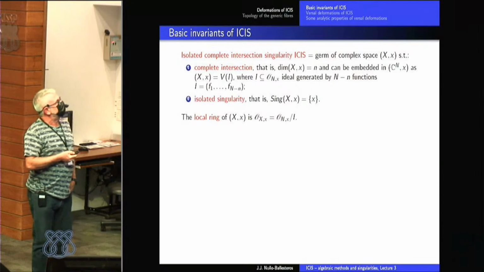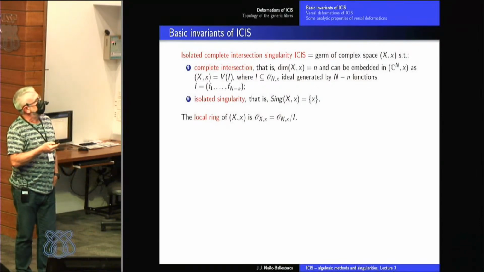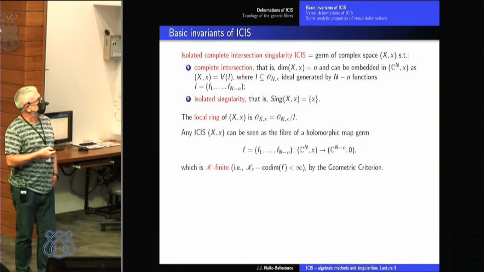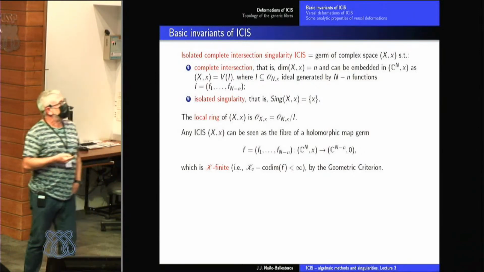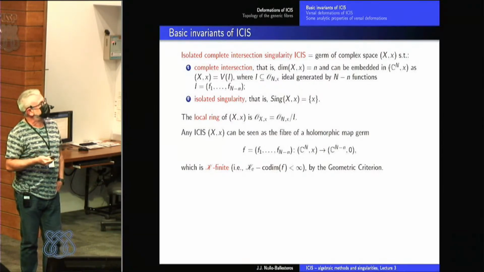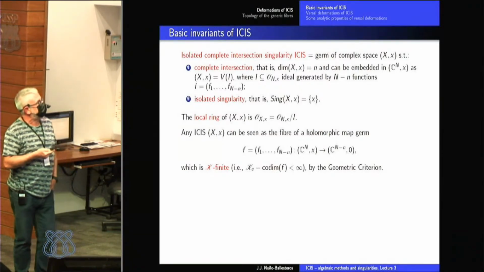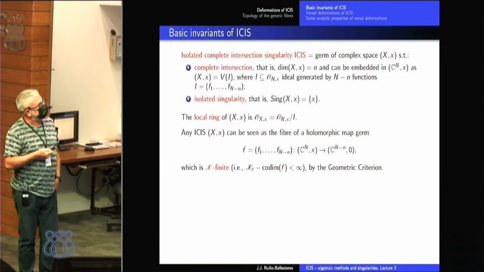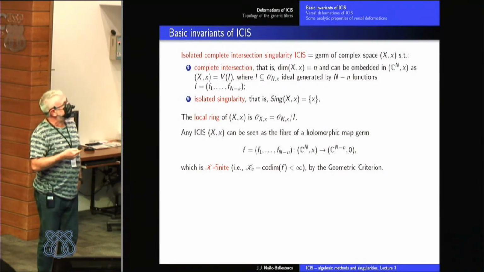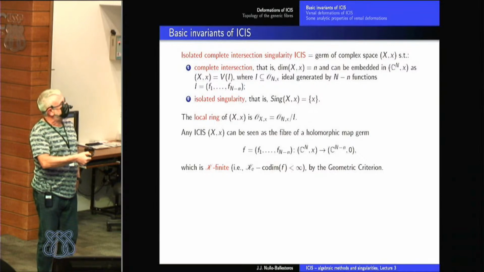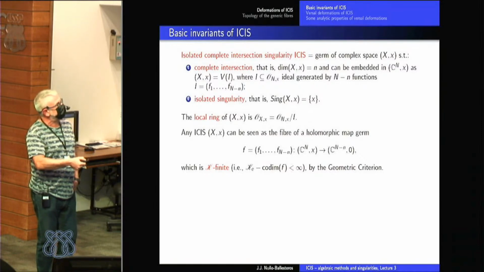By definition, the local ring of the complex space germ is this ring, O_n over the ideal which defines the space. And then we see that any ICIS can be seen as the fiber of a holomorphic map germ F, whose components are the generators of the ideal. So this is a mapping from C^n to C^(n-n'). And this is K-finite, which means that the K-codimension is finite. And this follows from the geometric criterion.